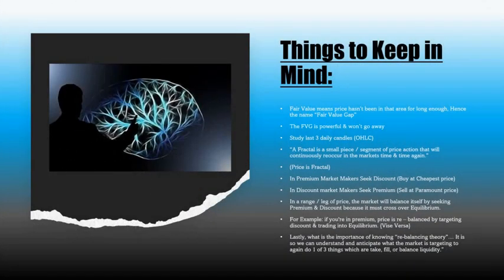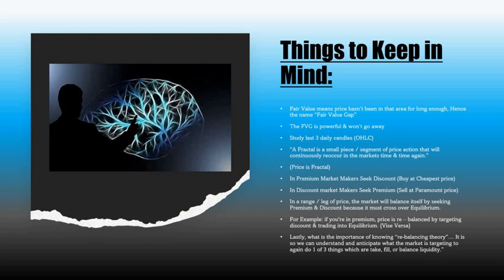And finally, these are the things that you want to keep in mind, okay? And make sure you write these things down, okay? Fair value means price hasn't been in that area for long enough. Hence the name fair value gap. Okay? So, let's break this down. Fair value means price hasn't been in that area for long enough. So if we look at a fair value gap and we look at that space in between the first candle's wick and the third candle's wick, right? Price didn't have enough time to close the gap in between that, which creates an imbalance.